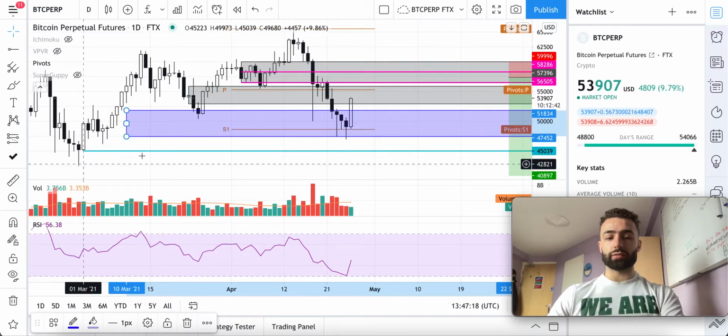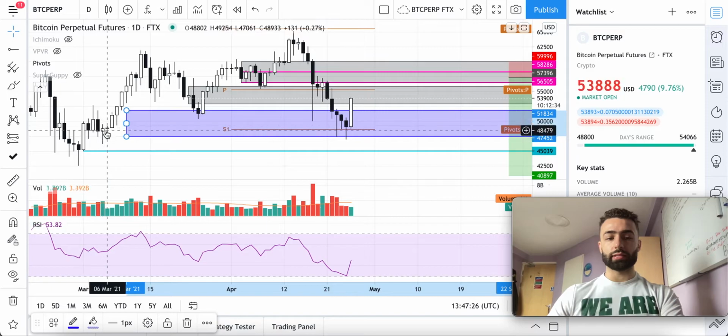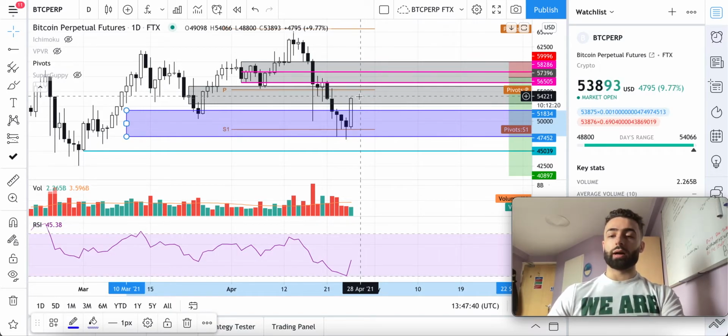This low right here is very similar to this low. If we do end up coming up, setting a high like this, coming down, setting a higher low, and then going up for a new higher high, that's what we might see here in the coming days. That's what we will need to see if we want this price action to continue to go higher.